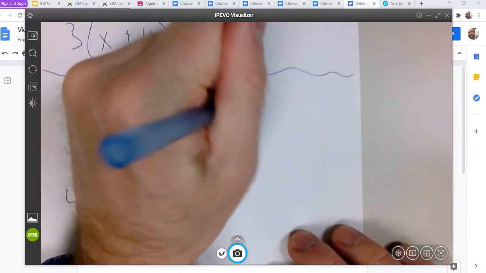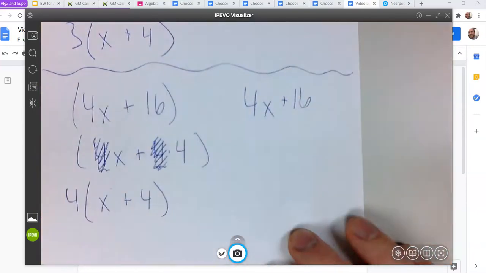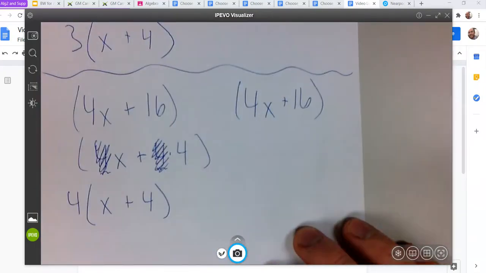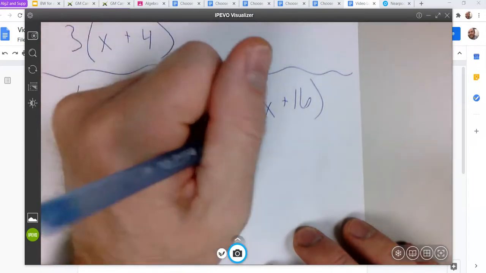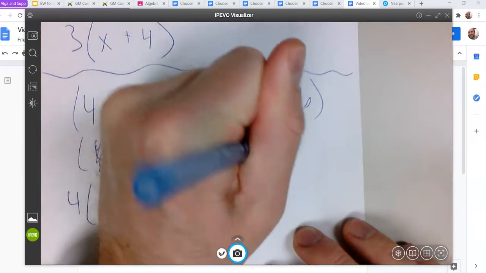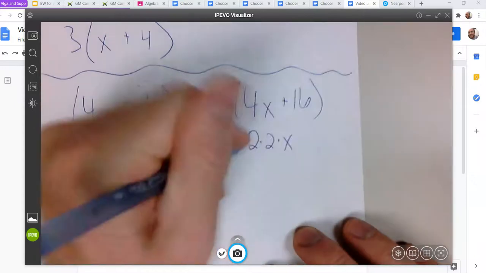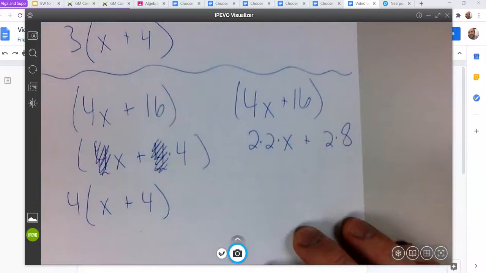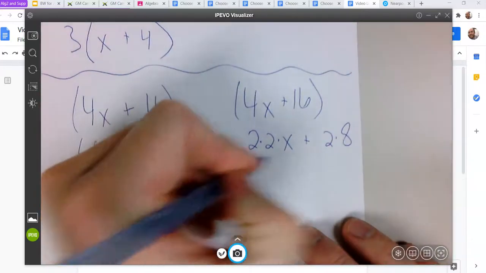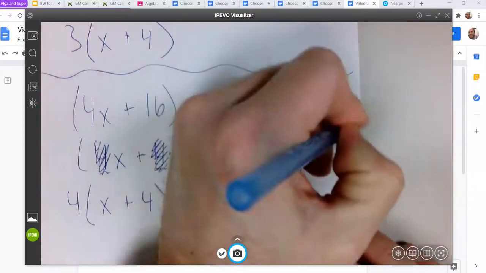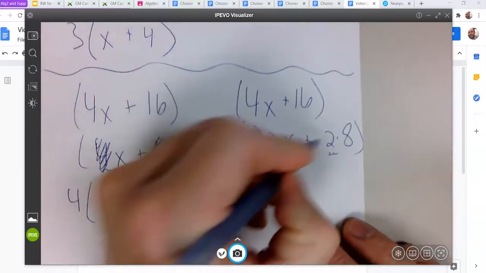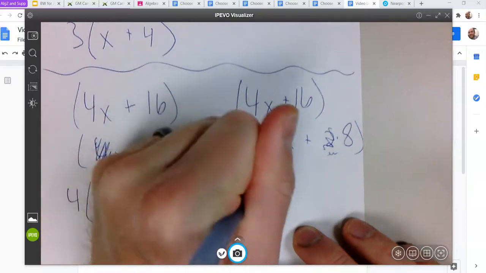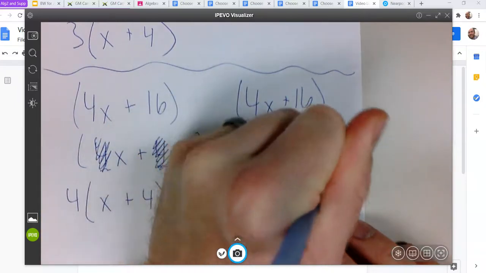Now let's look at the same problem again. 4x plus 16. If some of you noticed, they're both even. So I know they both have a 2, right? This could be 2 times 2 times x. That's 4x. And 16 is 2 times 8. Okay, I see something they have in common. They both had a 2. So I could, on the outside of the parentheses, bring these 2s, this 2 and this 2, to the outside of the parentheses. And I would be left with 2x plus 8.